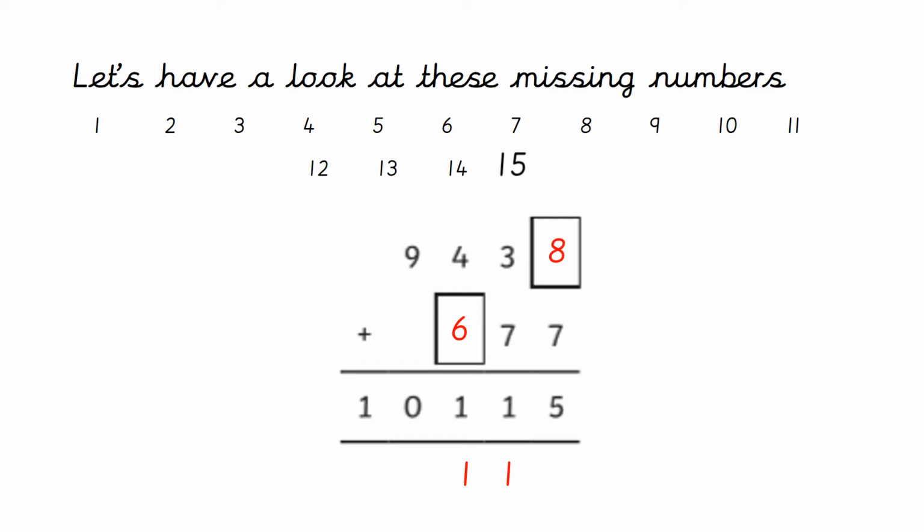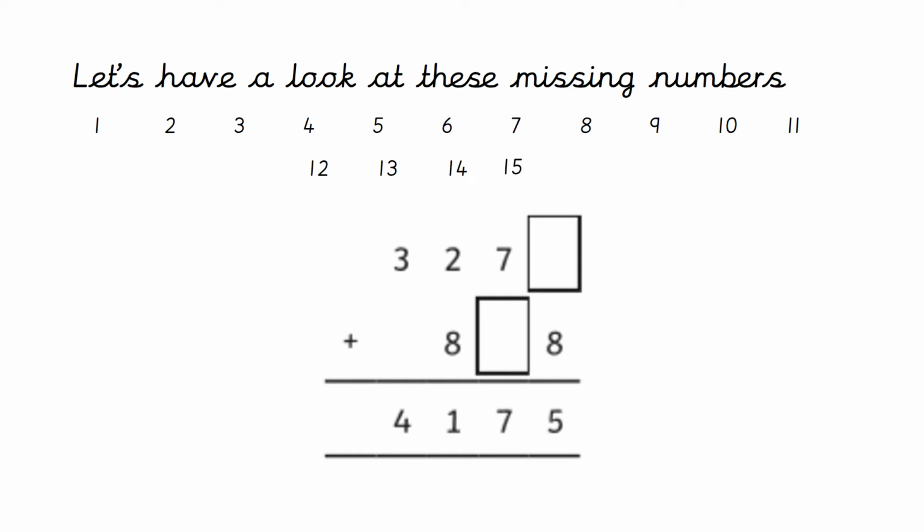So that number would be 6. Okay, so you would put your 1 down and you would carry your other 1 over to your thousands column. And you would then add that to your 9, which would make the 10 that goes in your thousands column.